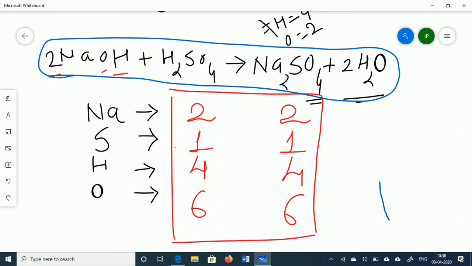Now I think you can understand how to balance chemical equations. It is a simple trial and error based process. In this process we should identify the number of atoms on both sides, and we correct by multiplying in such a way that the number of atoms on both sides becomes equal. Now we will take another example.